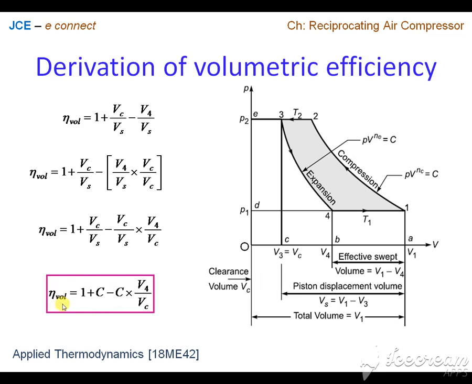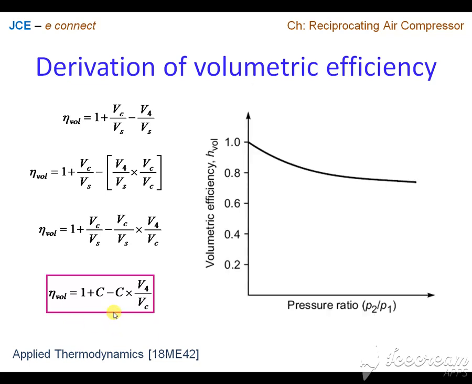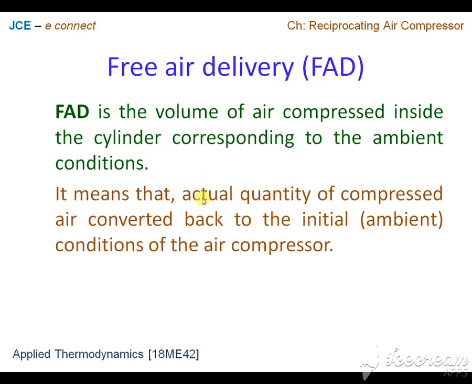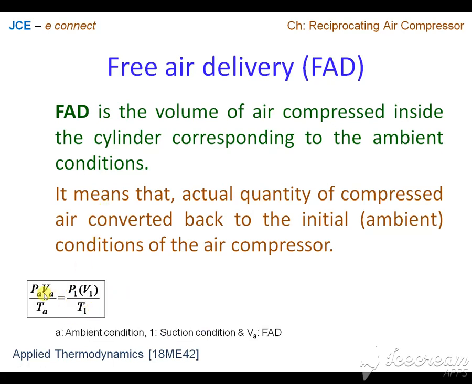Now, expressing volumetric efficiency in terms of overall volumetric efficiency, we have one more parameter to concentrate on, and that is called the free air delivery. This represents the volume of air compressed inside the cylinder corresponding to the ambient condition. Therefore, we have an equation PA VA by TA is equal to P1 V1 by T1 based upon the property relation. Since during the suction stroke we see that the pressure is almost constant, one can have a relation of this kind. Now V1 here is V1 minus V4, which is the effective swept volume. Then we have an equation of this kind.